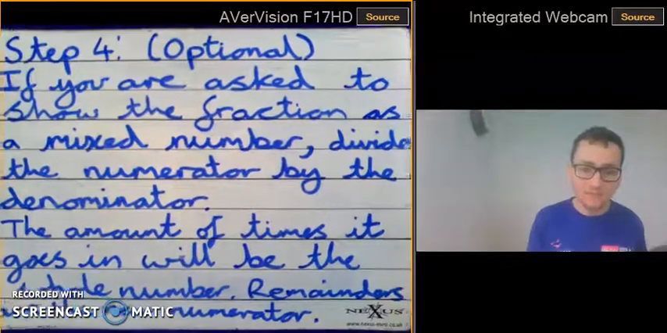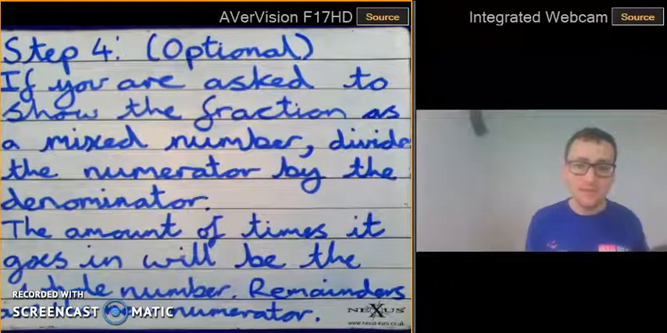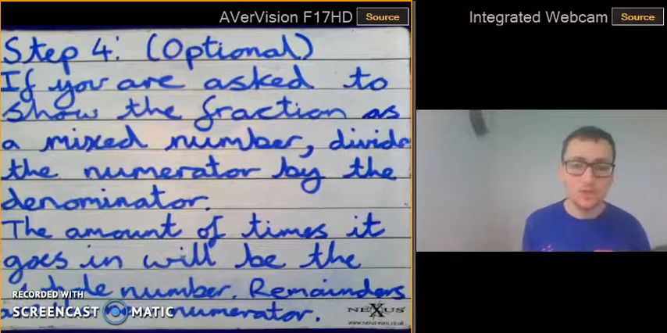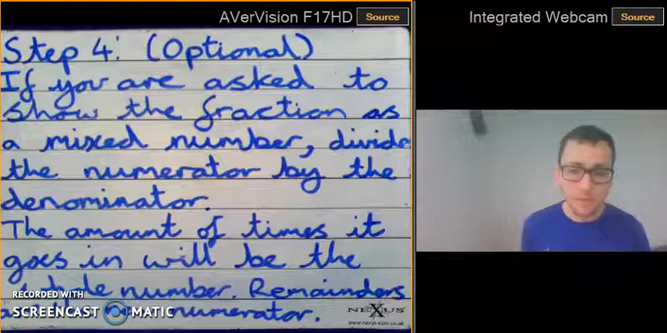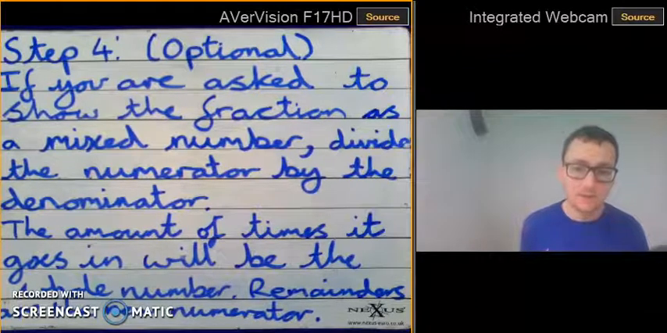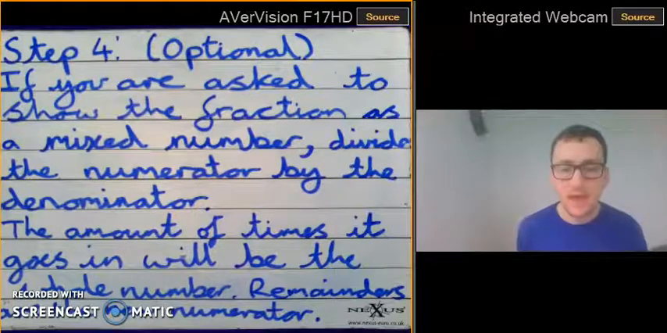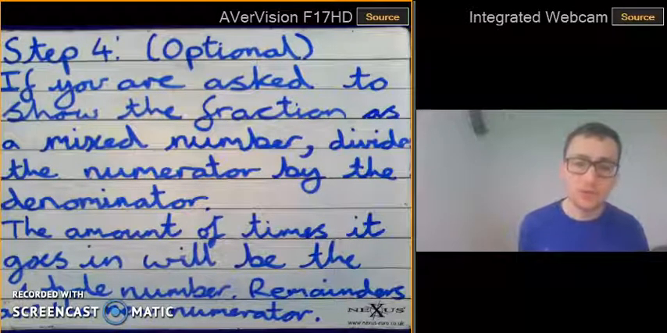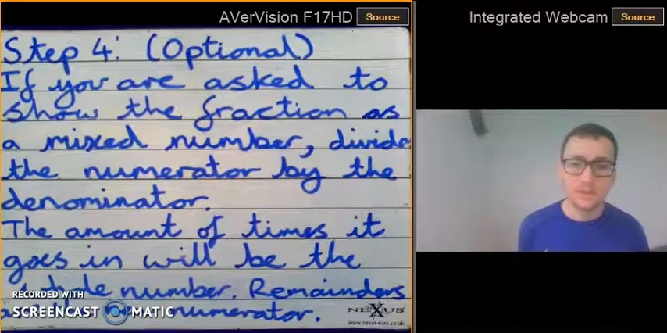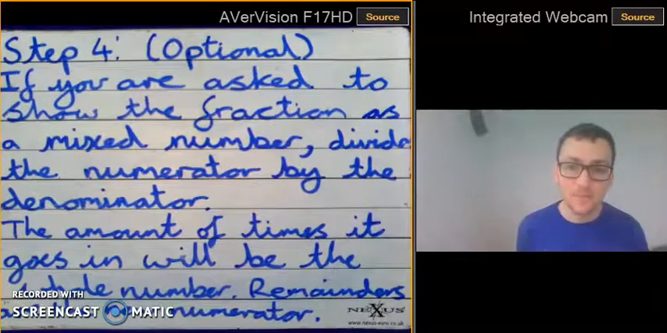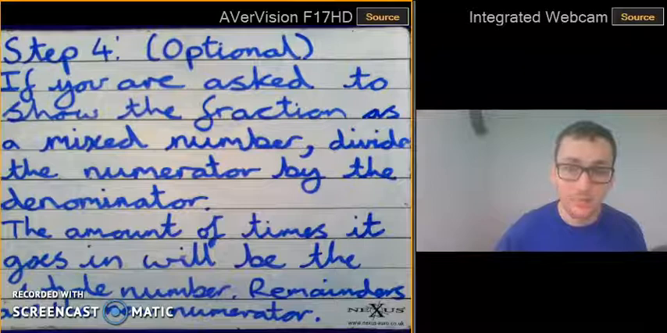If you have been, then what you need to do is take the denominator of your answer and divide the numerator by it. The amount of times it goes in will be the whole number of your mixed number answer. Any remainders will be the numerator over the denominator, which was the same denominator that has been in your question. Let's go through an example question and try out those steps.